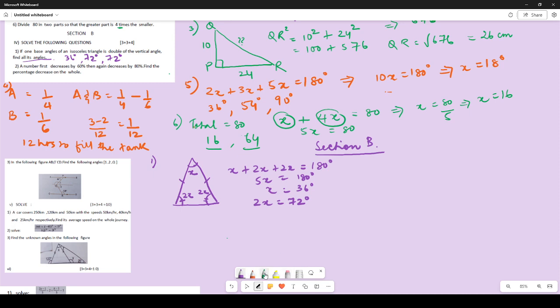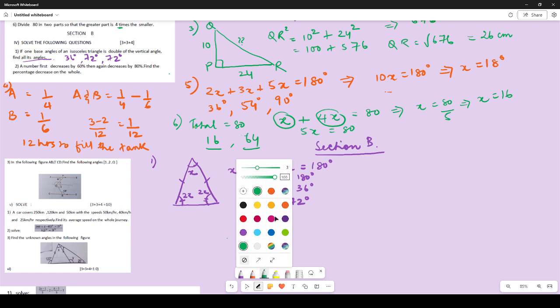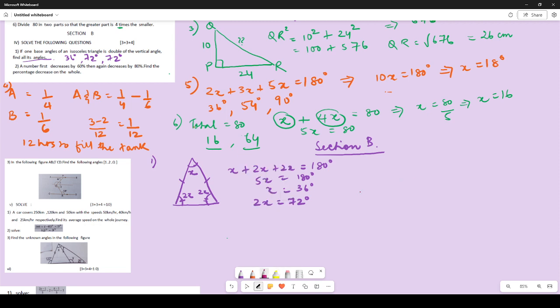Now, let us change the color a bit once again. Which color shall I use? Let me take up pink. Okay, so now let us take up question number 2. Let me put it over here. A number first decreases by 60% and then again decreases by 80%. Find the percentage decrease on the whole.